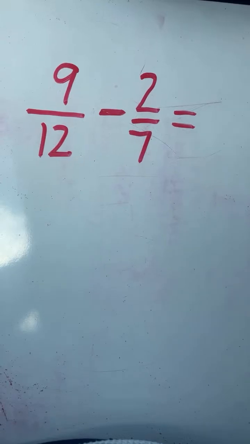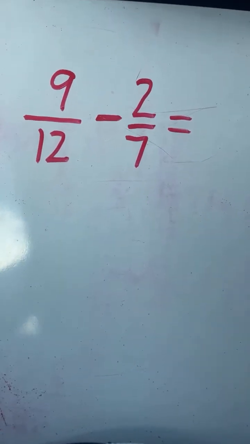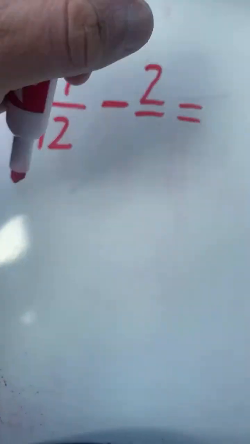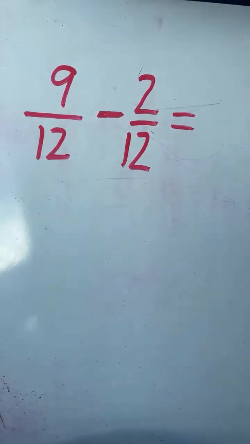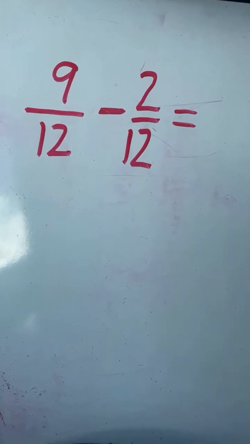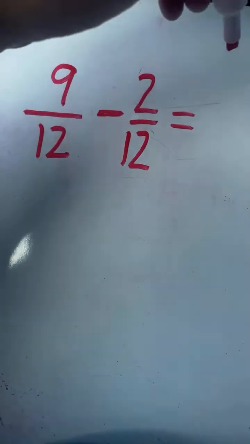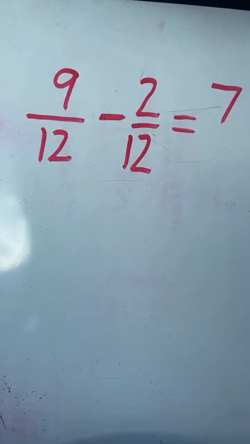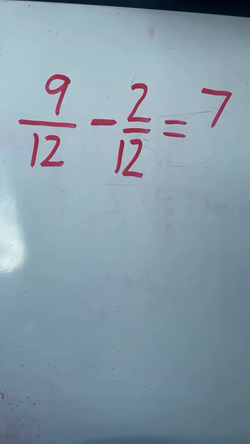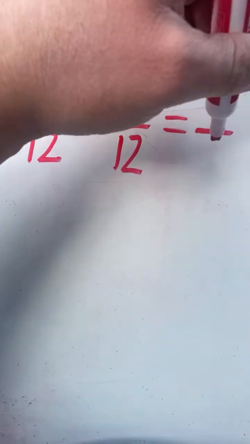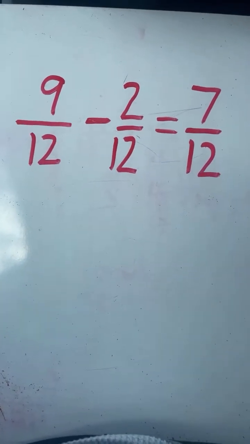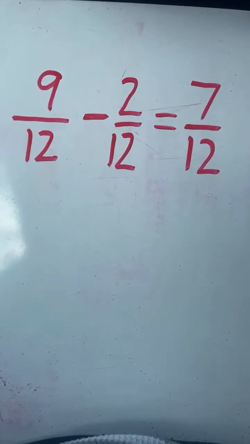9/12 minus 2/12. 9 minus 2 equals 7. Hang on. All right. Here we go. 9 twelfths minus 2 twelfths. 9 minus 2 equals 7. The denominator for both fractions is 12. So we're going to keep that the same. And we have our final answer. 9 twelfths minus 2 twelfths equals 7 twelfths.